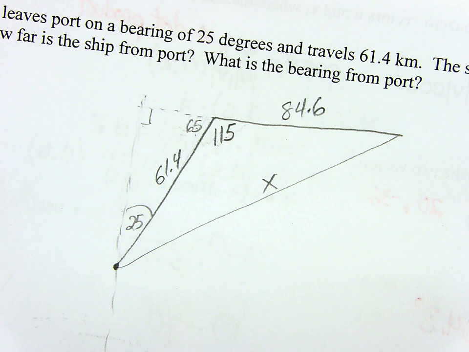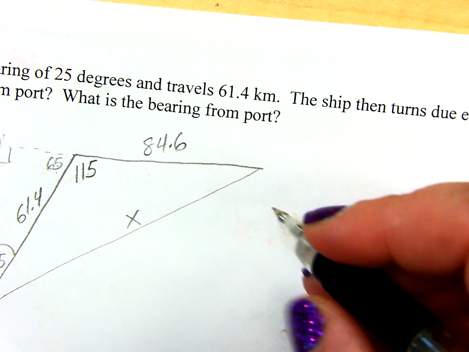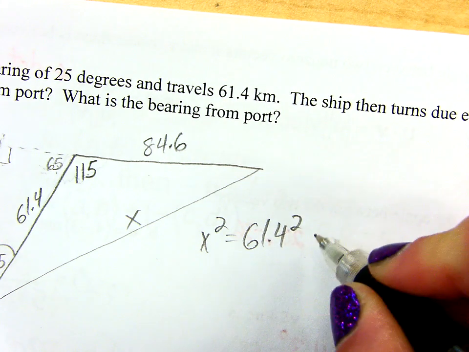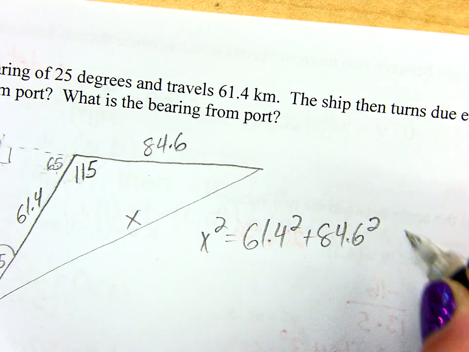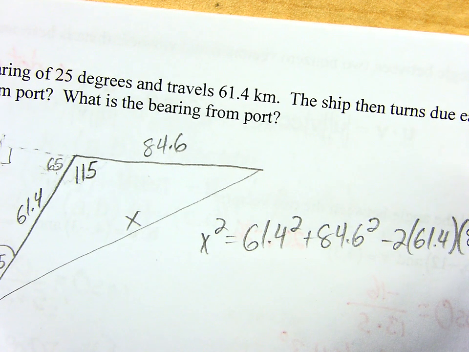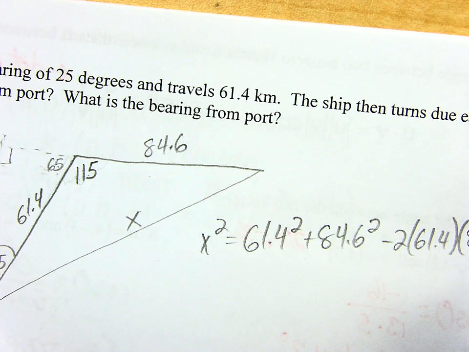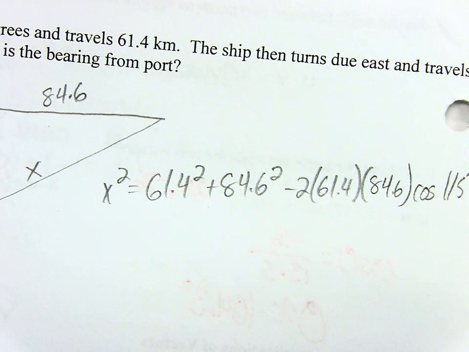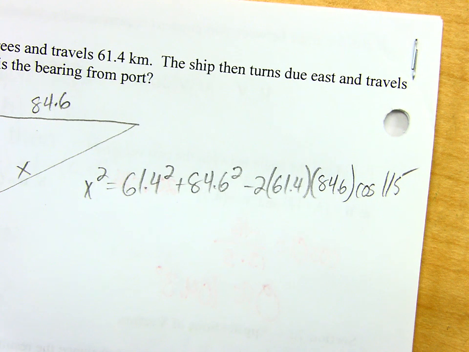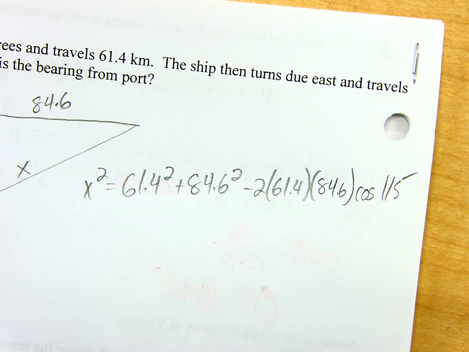All right, so now, this is actually a great question. So it's x squared equals 61.4 squared plus 84.6 squared minus 2ab cosine of 115. Okay, so everybody find the value of x, please. Find the value of x. Yep, you gotta type all that, Johnny. And then take the square root of all that. Correct.